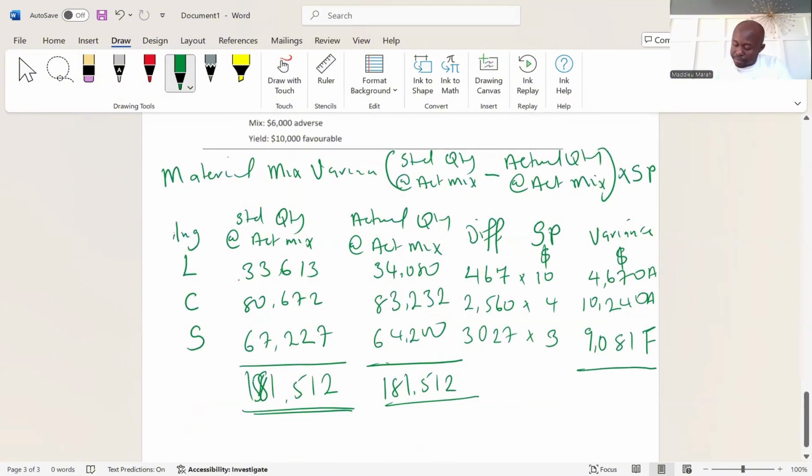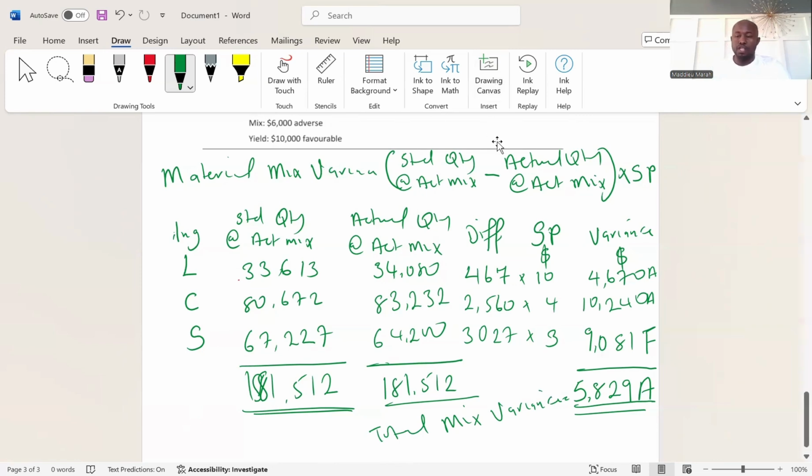So these are our variances per ingredient, but we are asked to calculate the total material mix variance. So for the total material mix variance, we add all of these variances. Okay, 4670 plus 10240 minus 9081. Total 5829 adverse. Our total mix variance is this one. So this answers the first one, total mix variance. So this gives us 4 marks.